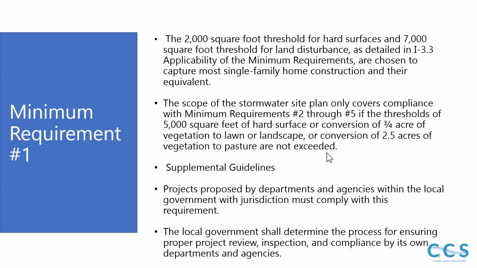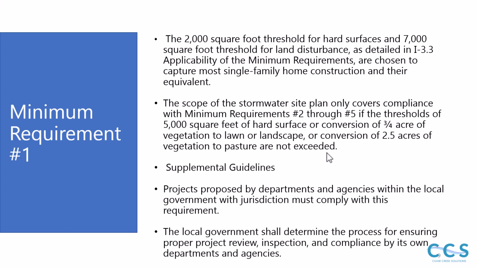The scope of the stormwater site plan only covers compliance with minimum requirements number 2 through 5 if the thresholds of 5,000 square feet of hard surface, or conversion of 3/4 of an acre of vegetation to lawn or landscape, or conversion of 2.5 acres of vegetation to pasture are not exceeded. And then you can also look at some of the other supplemental guidelines.